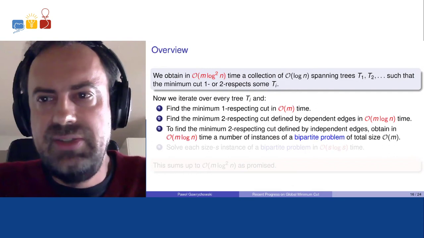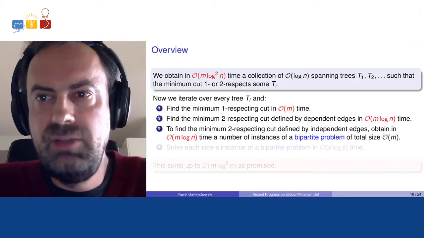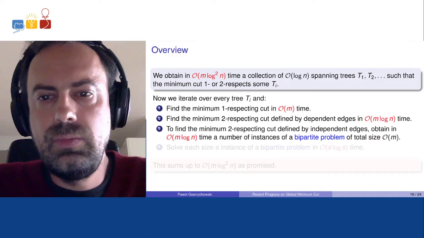So our solution consists of two steps. We will introduce a new problem to make our life simpler. We call it the bipartite problem. It will have even more structure. The reduction to this problem takes m log n time. The total size of those new problems will be O of m, so we're not losing too much, it's a constant factor.